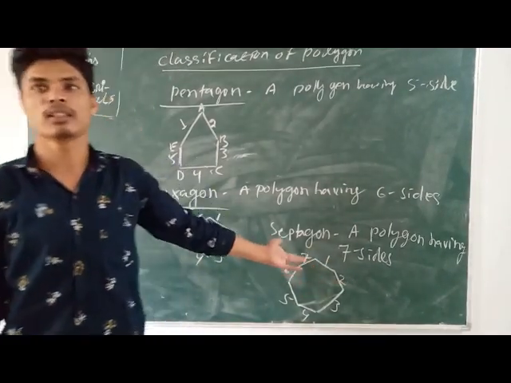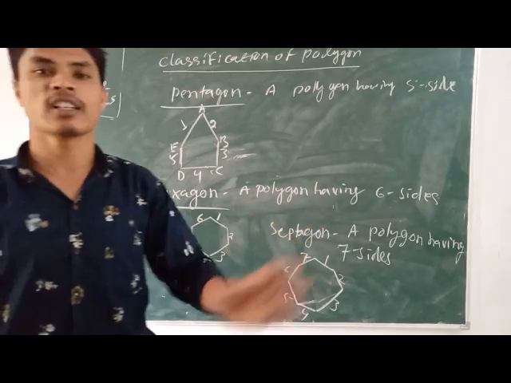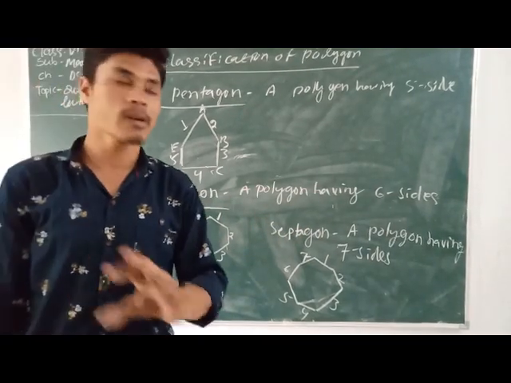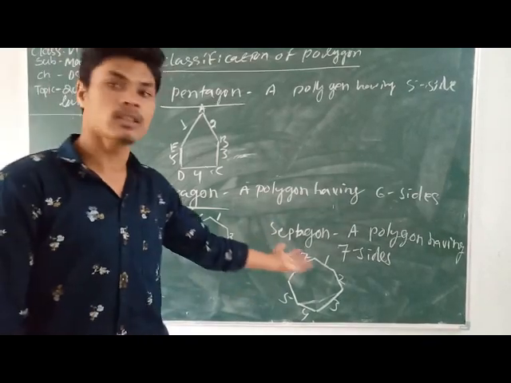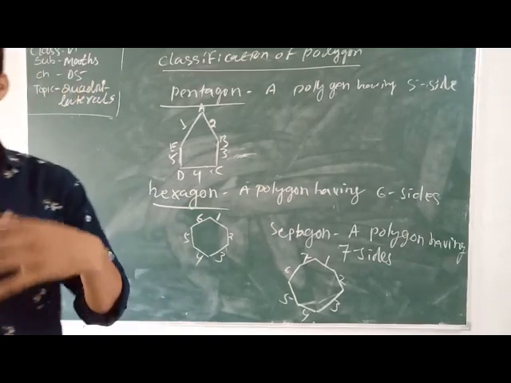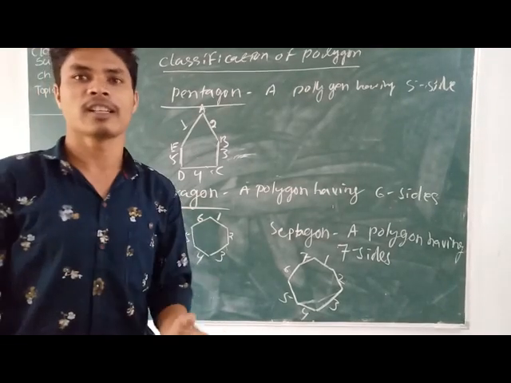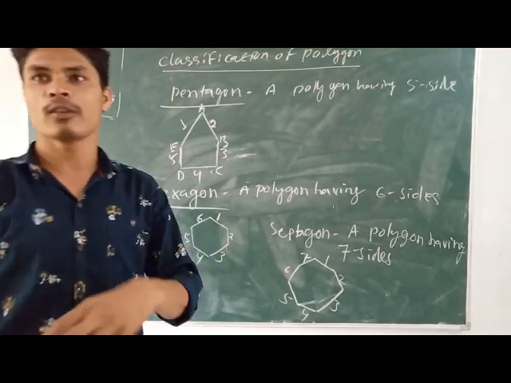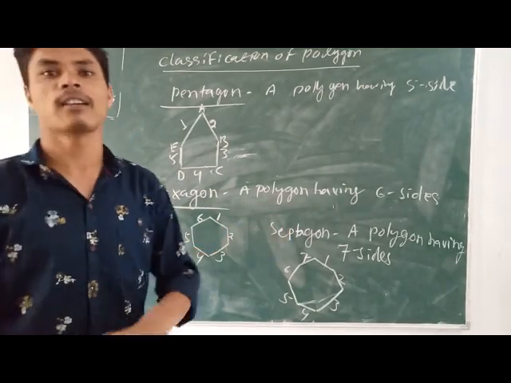A polygon having 9 sides is called a nonagon. A polygon having 10 sides is called a decagon. Clear? Octagon means what? 8 sides. And nonagon means what? 9 sides. And decagon means 10 sides. You properly understood, so there is no need to draw. Now you can also try yourself and draw the nonagon, octagon, and decagon.